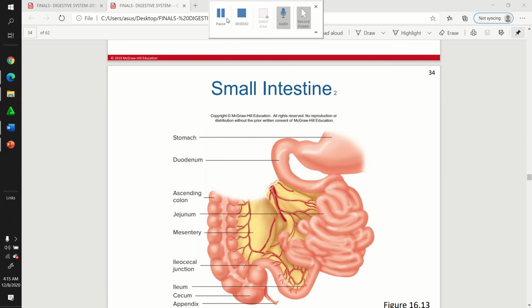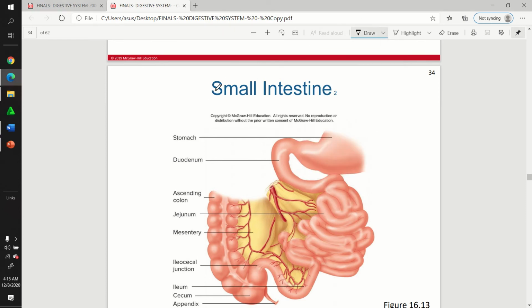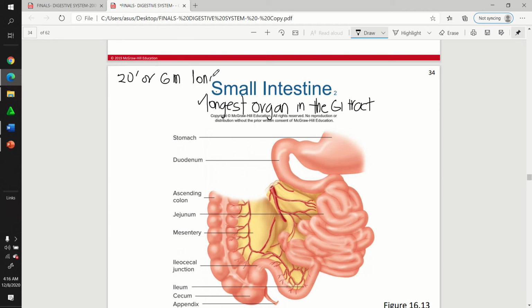Okay, now let's delve into your small intestine. What are the characteristics of your small intestine? The small intestine is credited as the longest organ in the GI tract, measuring about 20 feet, or roughly around 6 meters long. That's really long.